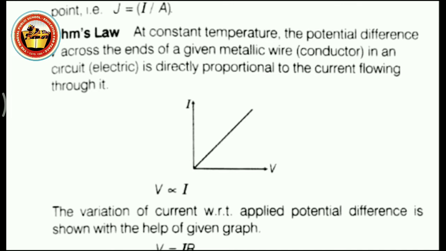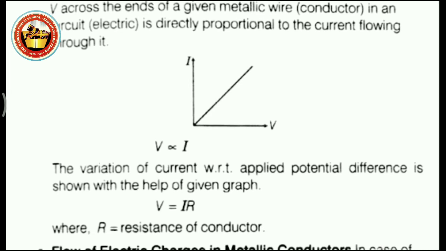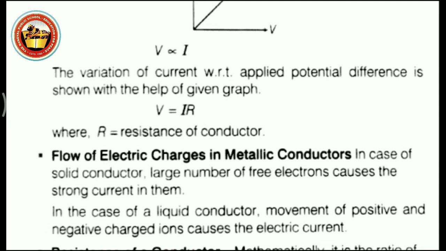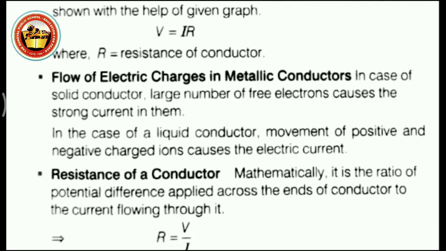Coming to Ohm's law. At constant temperature, the potential difference V across the ends of a given metallic wire in a circuit is directly proportional to the current flowing through it. That is, V is proportional to I. The VI graph is linear. The variation of current with respect to applied potential difference is shown with the help of the given graph. V is equal to IR, where R is the resistance of the conductor.